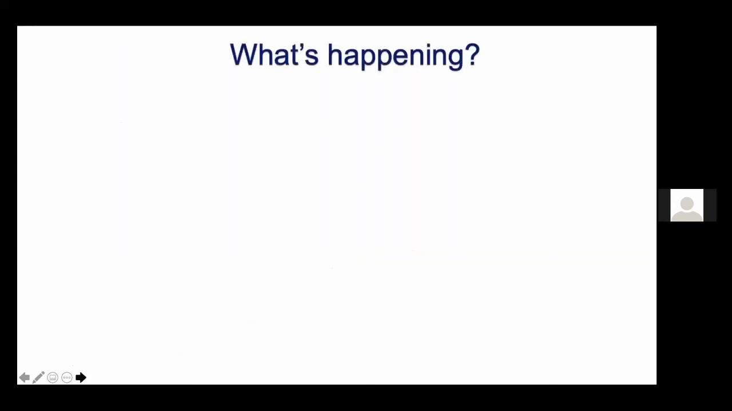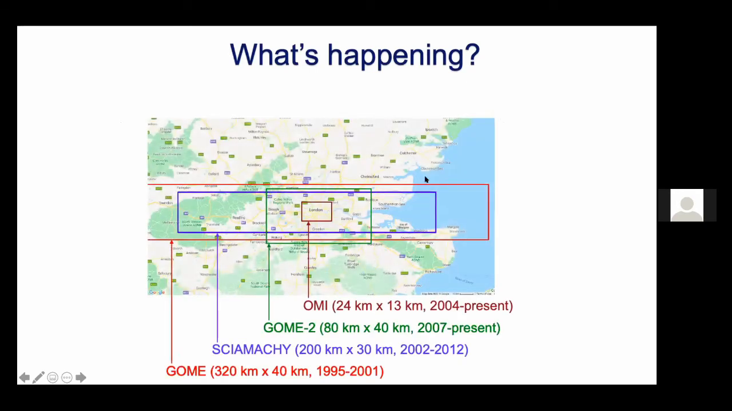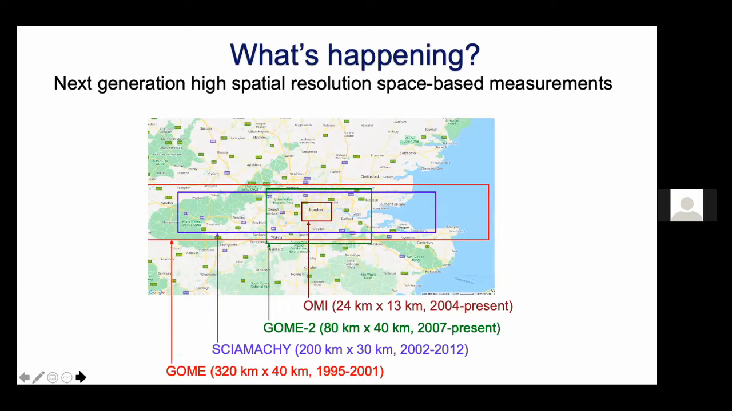But just to give you a flavor of what's happening currently, I hope you do remember me presenting the slides of the time series of the different sensors. So in 2017, there was a high spatial resolution space-based satellite sensor, TROPOMI, which was launched by the European Space Agency. And this has the finest spatial resolution ever, which is 5.5 by 3.5 kilometers. So this helps us to investigate the smaller cities or sub-city level pollution in case of cities like London.